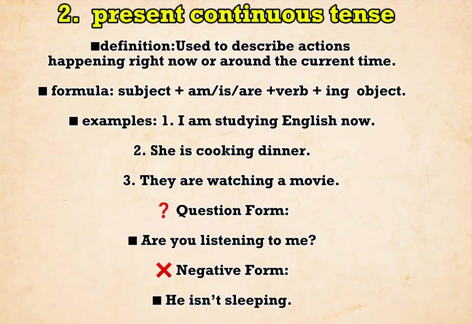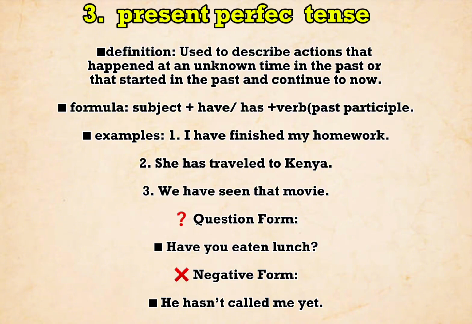Question form: Are you listening to me? Negative form: He isn't sleeping. 3. Present perfect tense. Definition. Used to describe actions that happened at an unknown time in the past or that started in the past and continue to now. Formula: subject + have/has + verb, past participle.